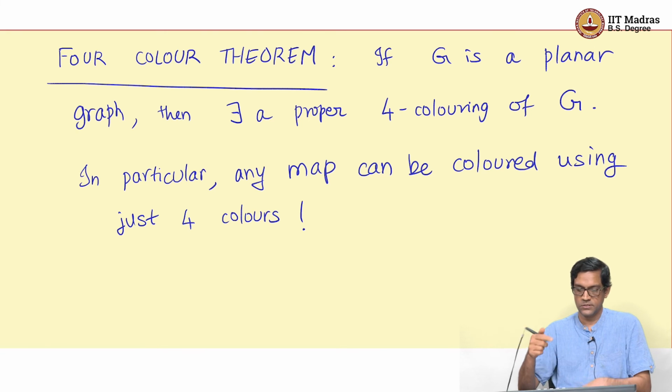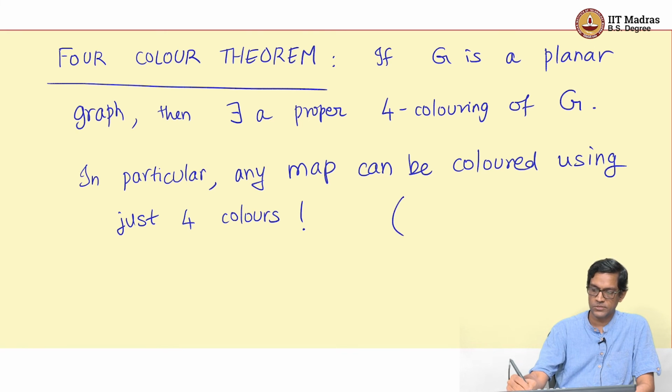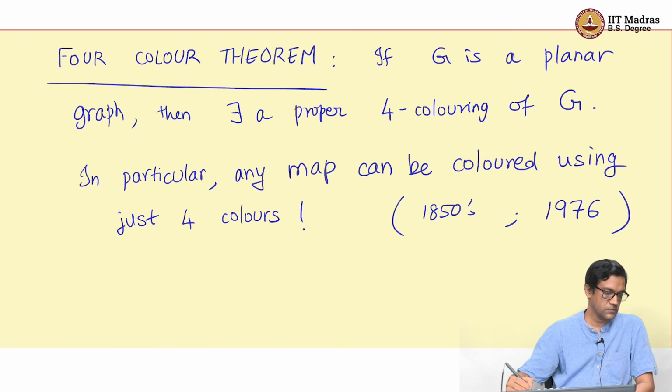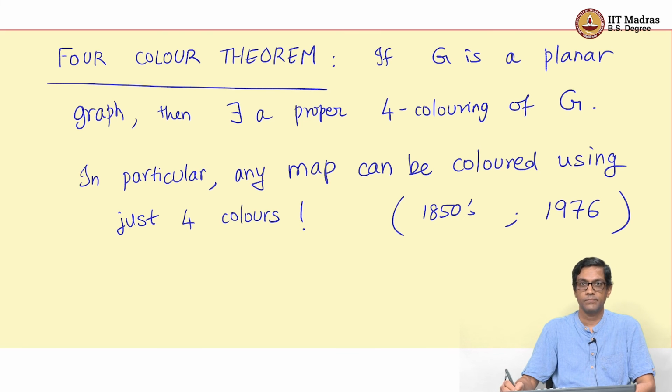Okay, so this is a very famous theorem. It was conjectured around the 1850s, but proven only around 1976. The famous proof of Appel and Haken, which partly used computers to decide some of the cases of the proof.